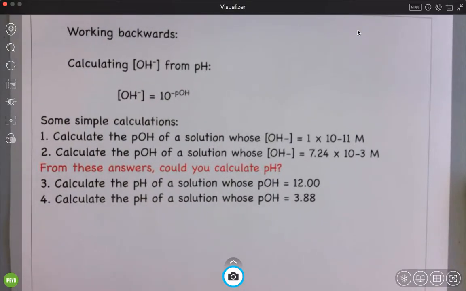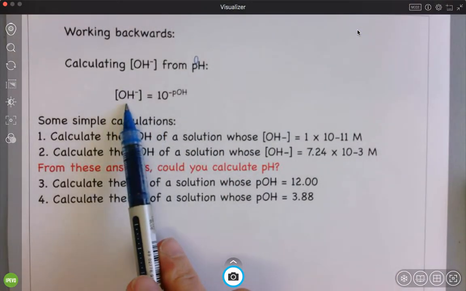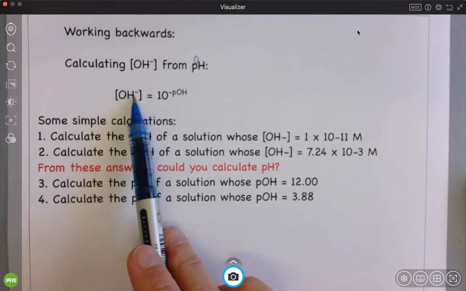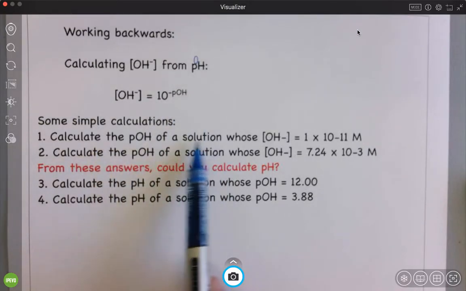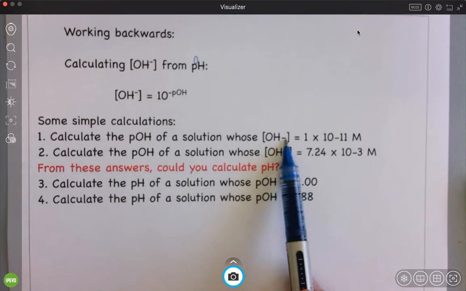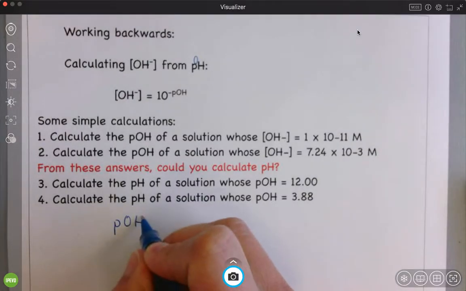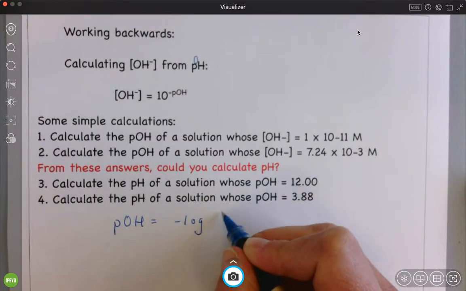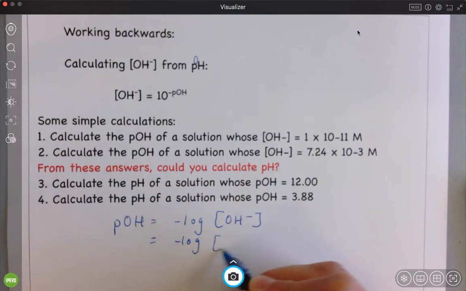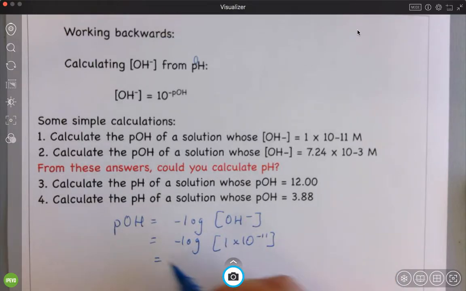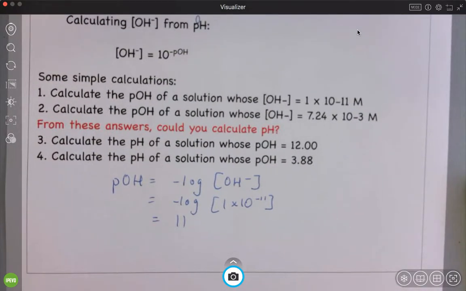Calculating the hydroxide ion concentration from pOH, same sort of principle. The concentration of hydroxide ions is equal to 10 to the negative pOH. So if we were to calculate the pOH of a solution whose hydroxide ion concentration is 1 times 10 to the negative 11, we would do the same thing. pOH is equal to negative log of the hydroxide ion concentration, and that is going to be equal to 11. So the pOH of that solution is 11.